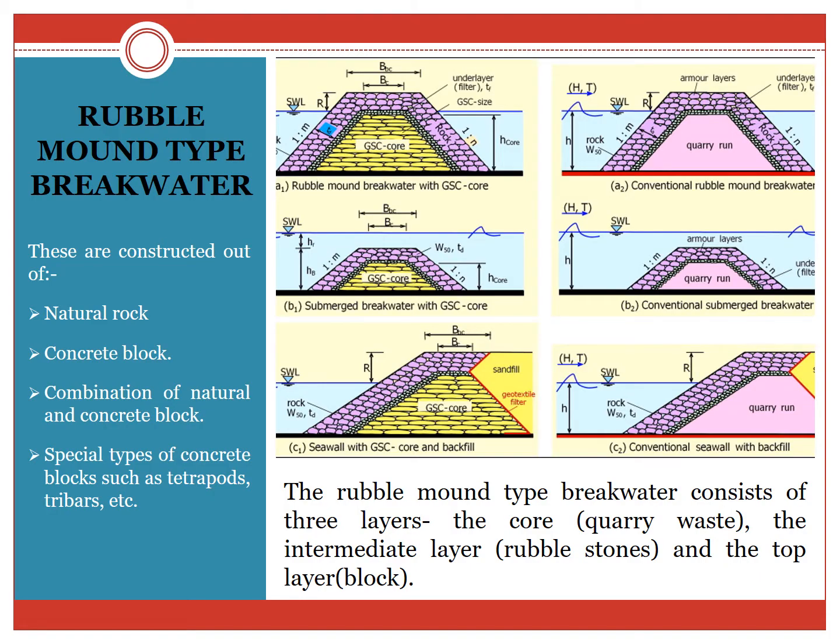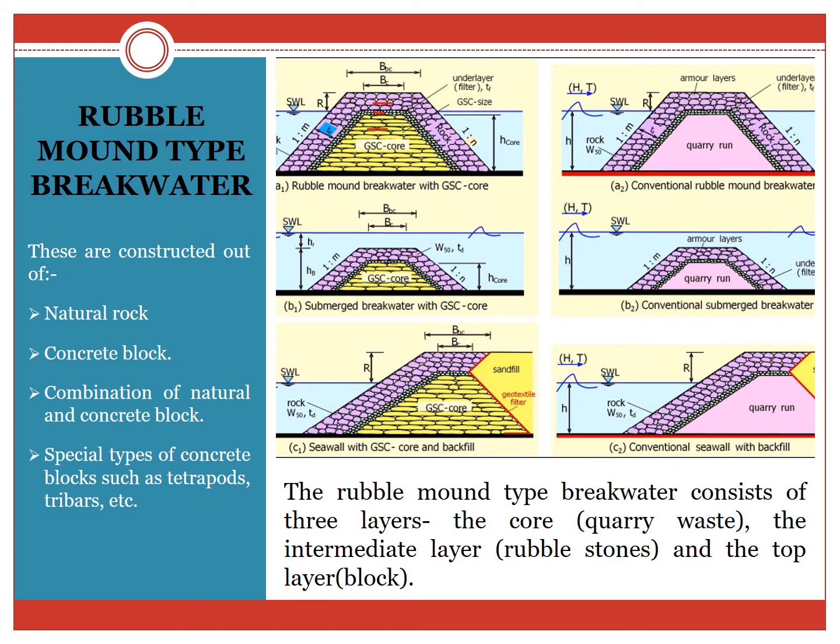Now next we move across to the rubble mound type breakwater. These are constructed out of natural rocks, concrete blocks, a combination of both, or any special type of concrete such as tetrapods or tribars. As you can see in this figure, there are 3 types of layers shown: the yellow color, the green color and the purple color. These 3 colors indicate a full rubble mound type breakwater.